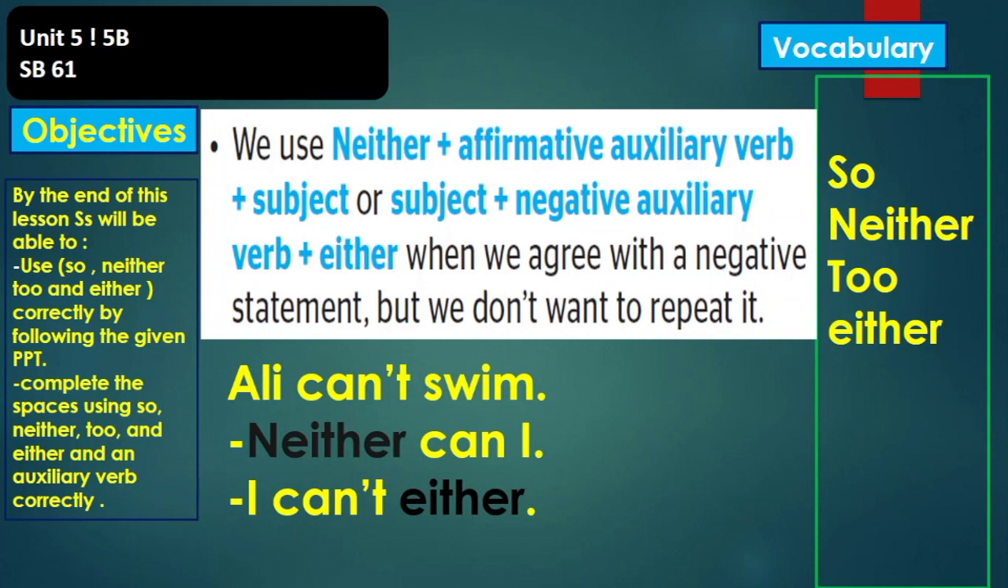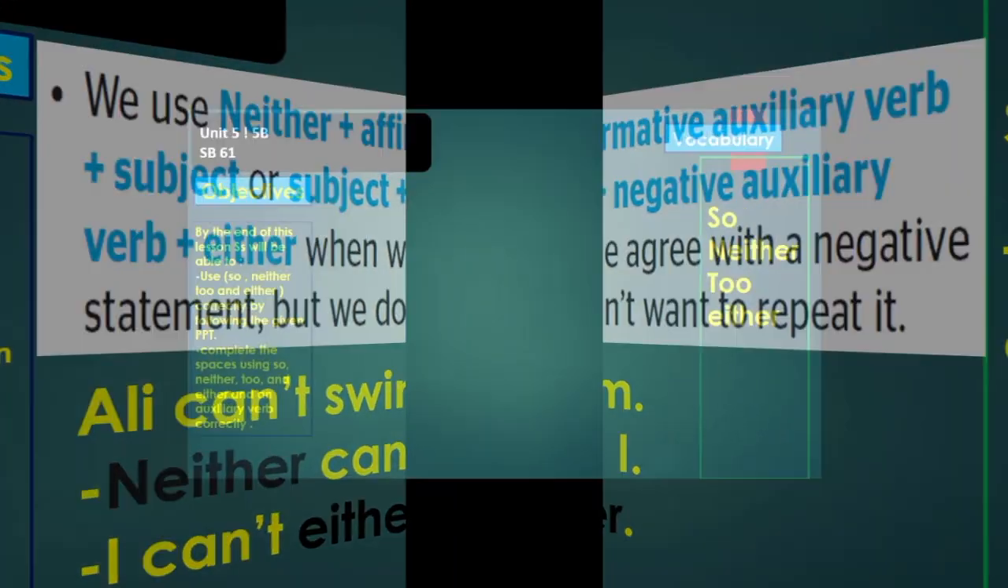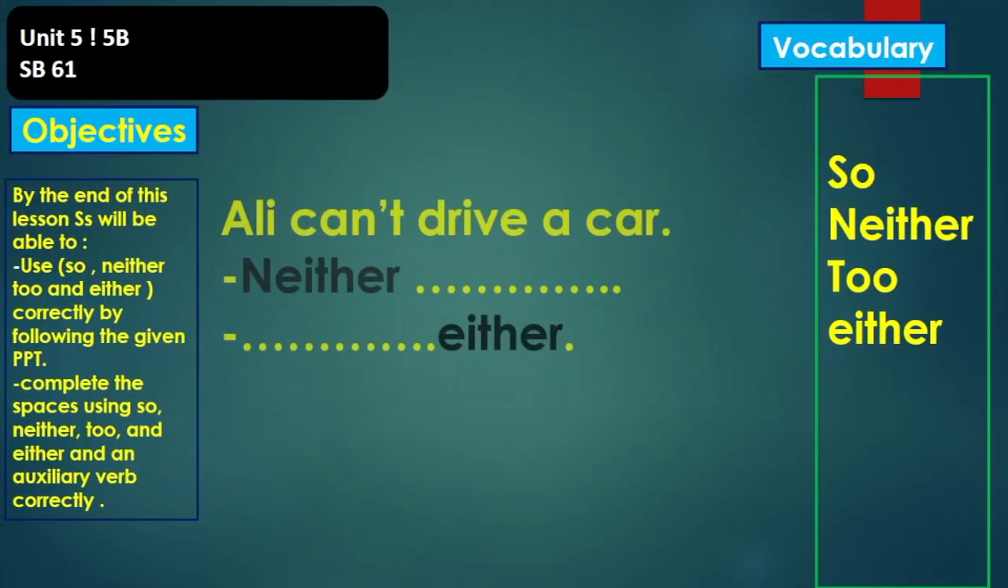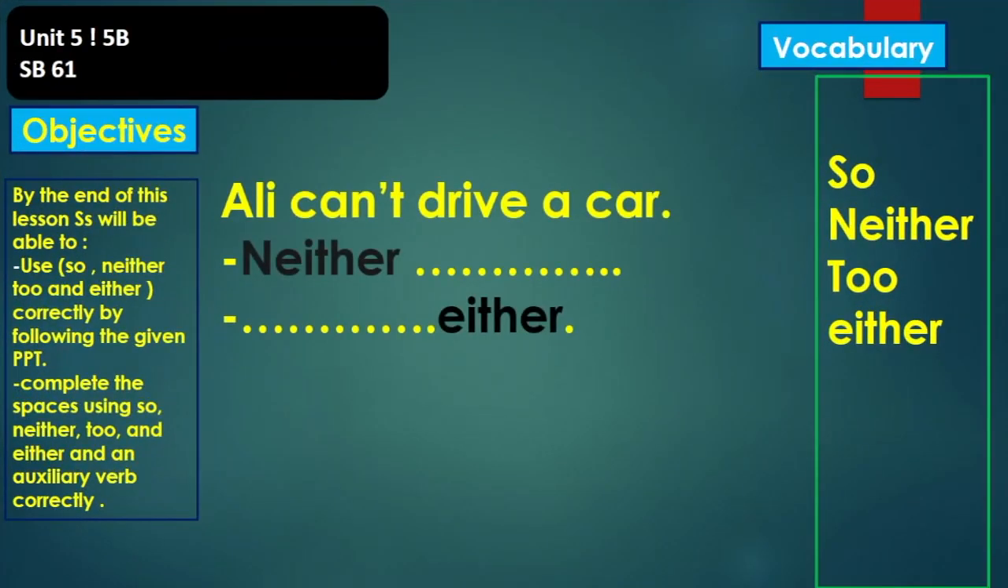Neither can, affirmative auxiliary verb. Okay? Or I cannot either. We use the verb plus either. A negative verb, a negative auxiliary plus either. Ali cannot swim. Neither can I. I cannot either. Ali cannot drive a car. Excellent. Neither can I. I cannot either.